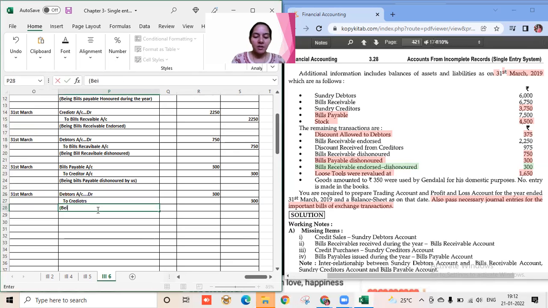Now the narration is: being bills receivable endorsed got dishonored. तो जो बिल हमने endorse किया था वो dishonor हुआ. ठीक है? Being bills receivable endorsed got dishonor.